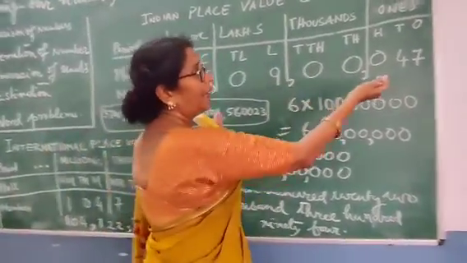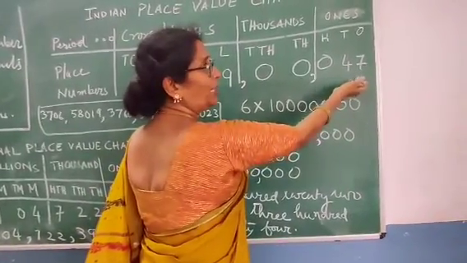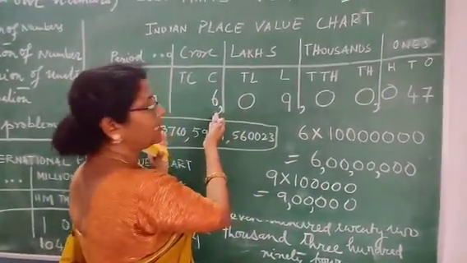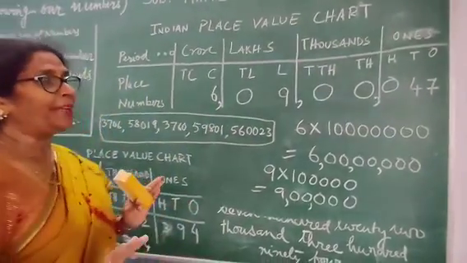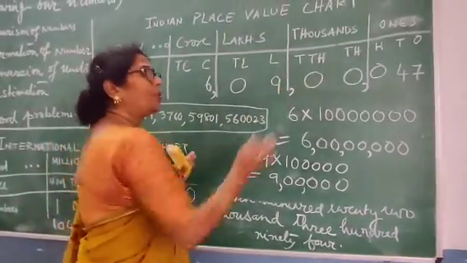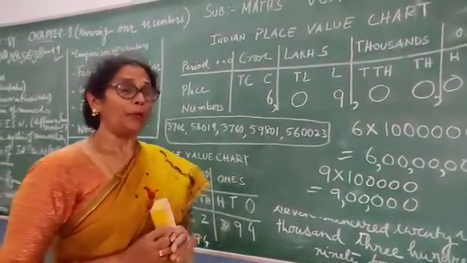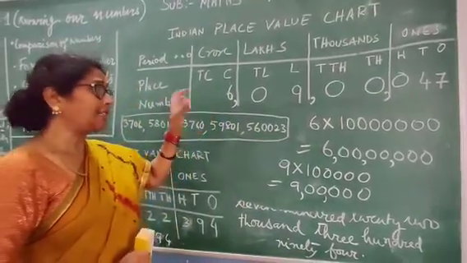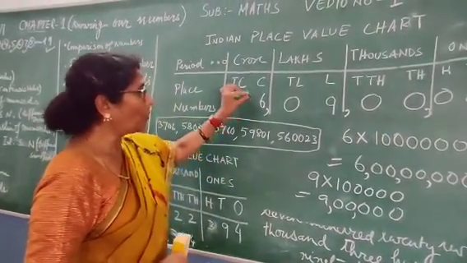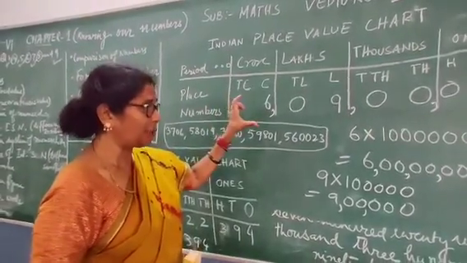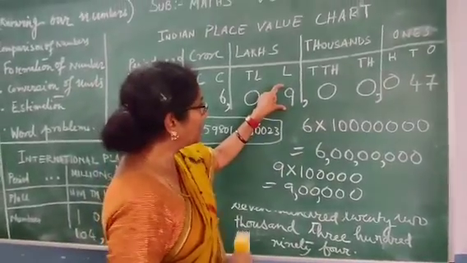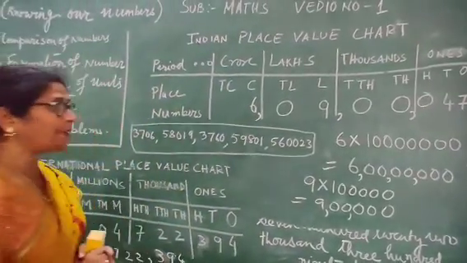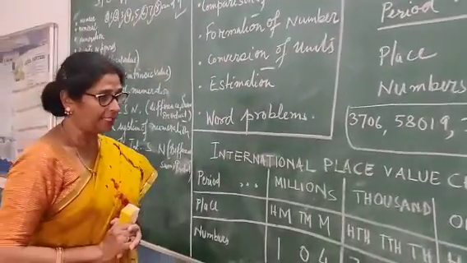In the same way for 7, the place value will be 7 into 1, for 4 it will be 4 into 10. Similarly, 9 into 1 lakh and 6 into 1 crore. That way we can find the place value. Now for 0, the place value will remain 0. Now the true value or face value or intrinsic value, the definition is the number itself. So the face value of 6 will be 6. The number itself means the answer will be 6. In the same way, the face value of 9 will be only 9. So I have discussed what place value is and what face value is, I hope you understood.